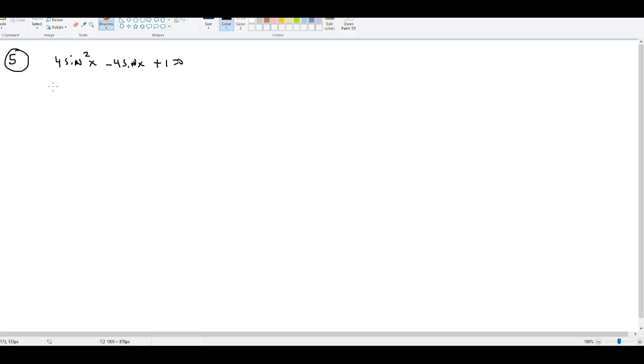I've got 4 sine squared x minus 4 sine x plus 1 equals 0. So first thing is do good algebra. Now, that might not seem like something you can do, but guess what? You can. How can I do good algebra? I can look at this and say, hey, this is just a normal quadratic. If this was written as 4x squared minus 4x plus 1 equals 0, we could solve this. We would say factors of 4 that give me negative 4, that would be negative 2 and negative 2.